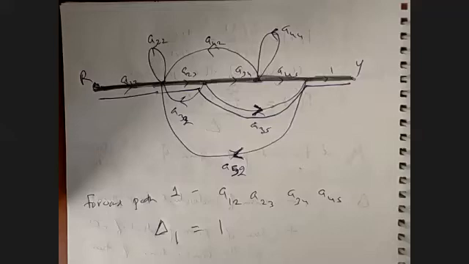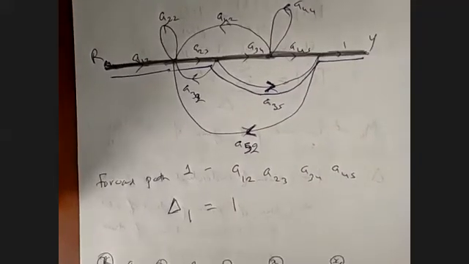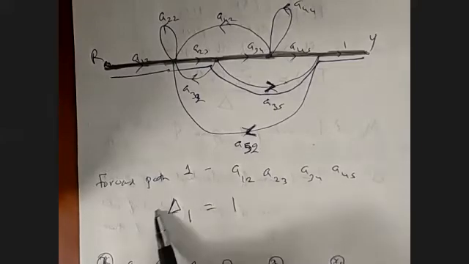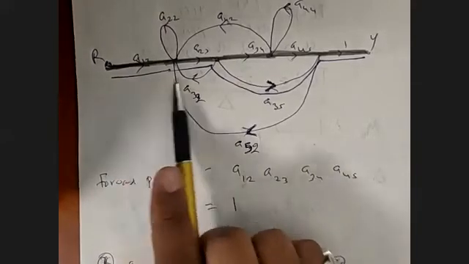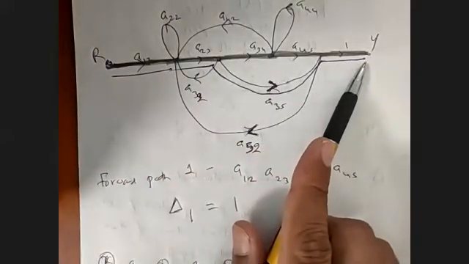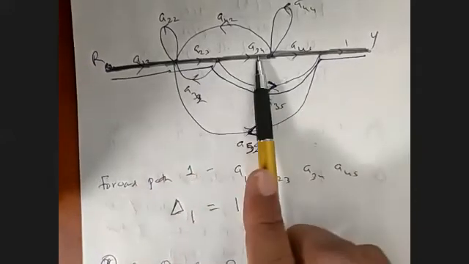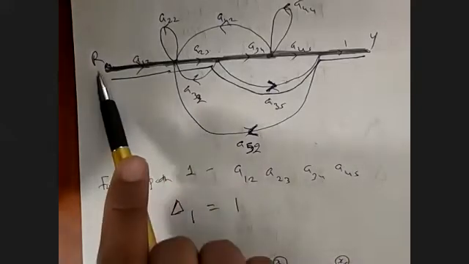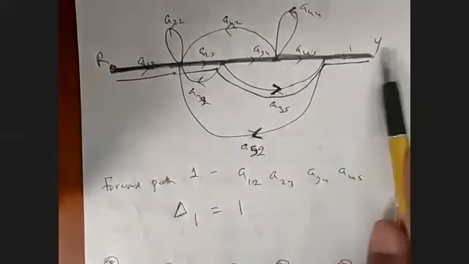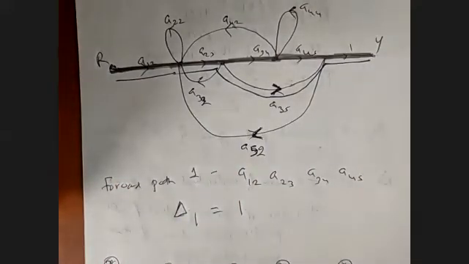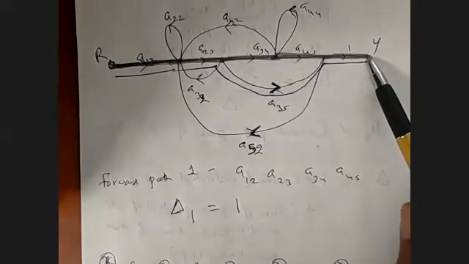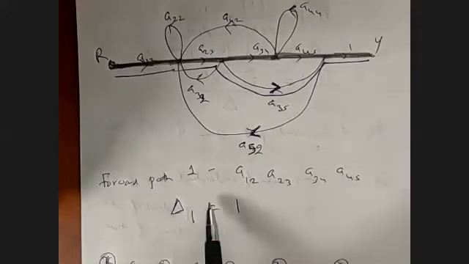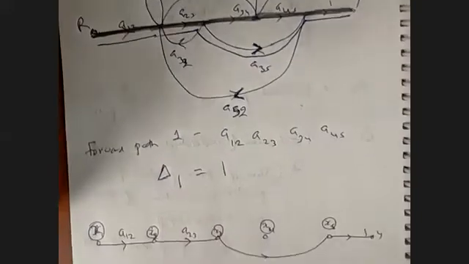So first, as we have discussed, we have to find out the forward paths which are available in the system. The first forward path we have counted is x1, x2, x3, x4 and x5. That means A12, A23, A34 and A45. This will be your forward path. And in this forward path, all the system has been considered, so there is nothing which is not counted in this system. So it will have delta 1 equal to 1.